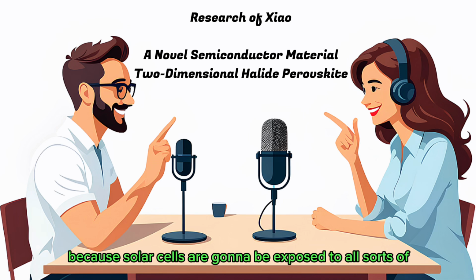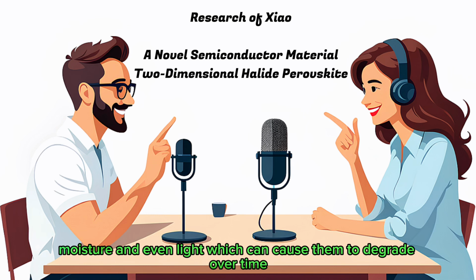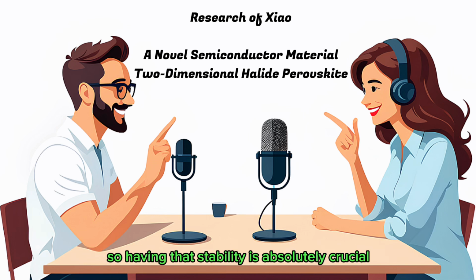which is what we need if we're going to be using them in the real world. Right, exactly, because solar cells are going to be exposed to all sorts of harsh conditions like heat, moisture, and even light, which can cause them to degrade over time. So having that stability is absolutely crucial. It is. And it's not just about solar cells either.